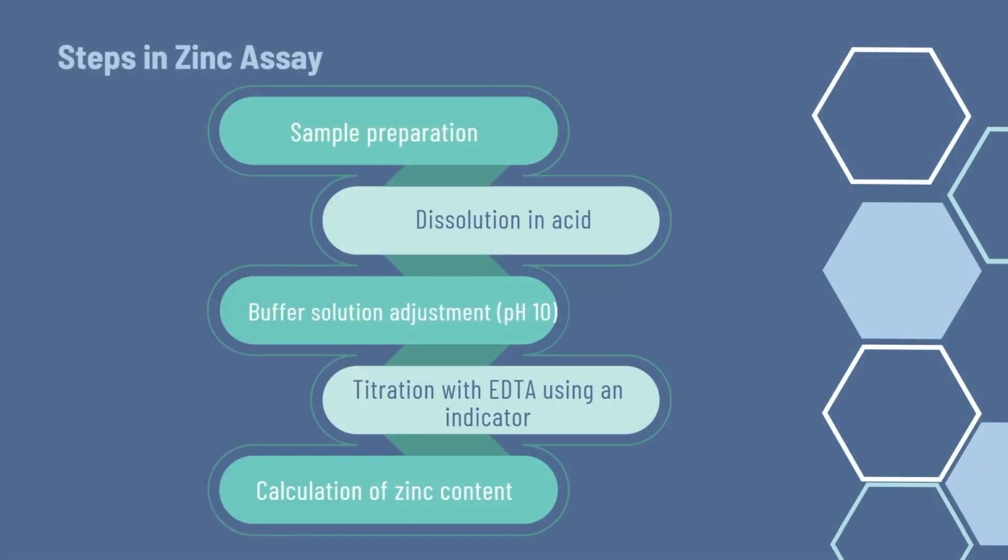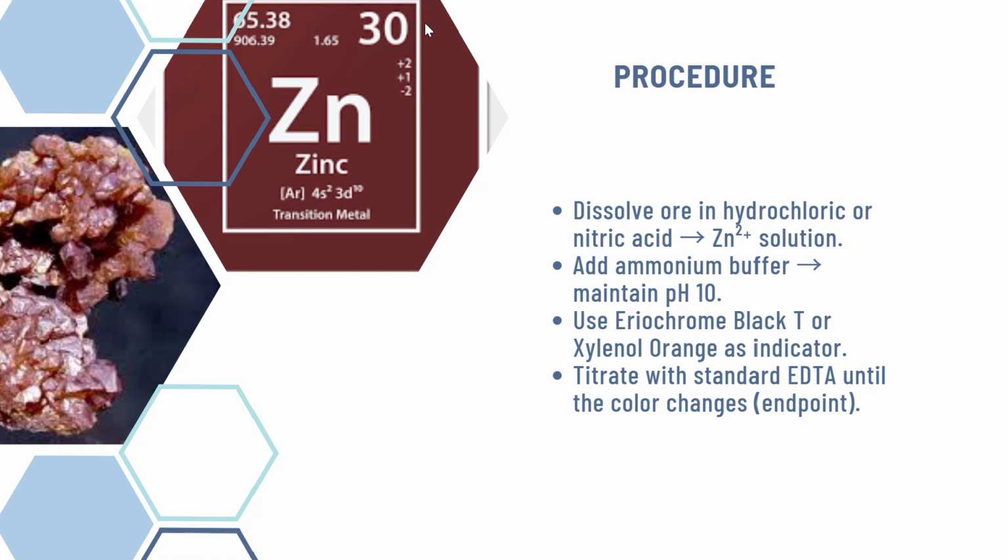Steps in zinc assay. First is sample preparation, dissolution in acid, buffer solution adjustment to pH 10, titration with EDTA using an indicator, and lastly, the calculation of zinc content. In the procedure, the ore is dissolved in acid to produce zinc ions in solution. An ammonium buffer is added to keep the pH around 10, which ensures accurate titration.